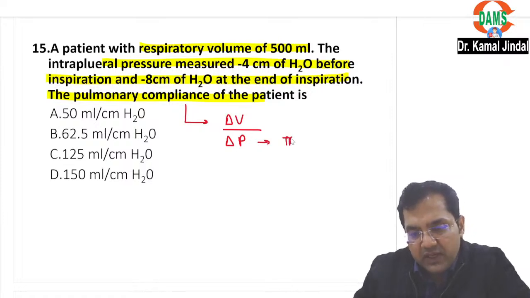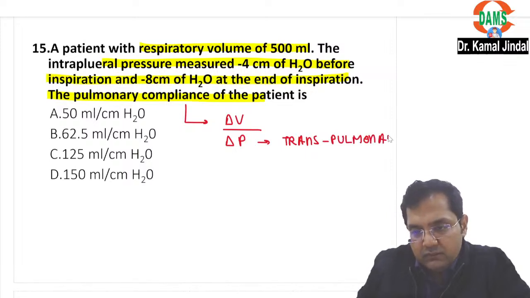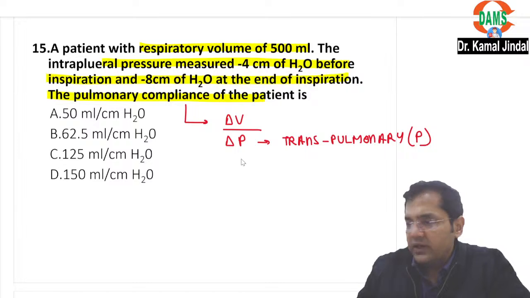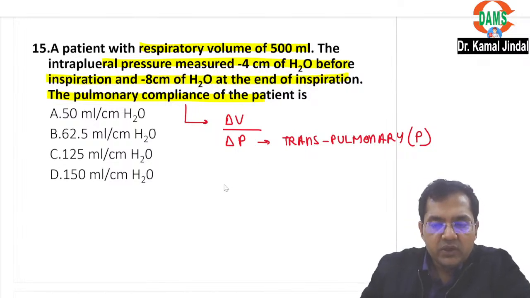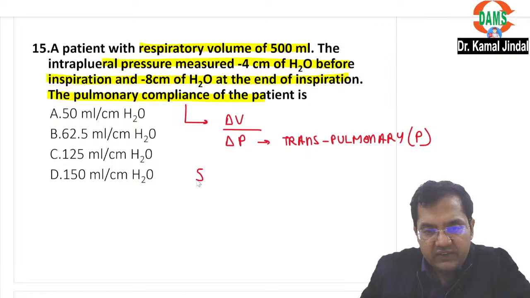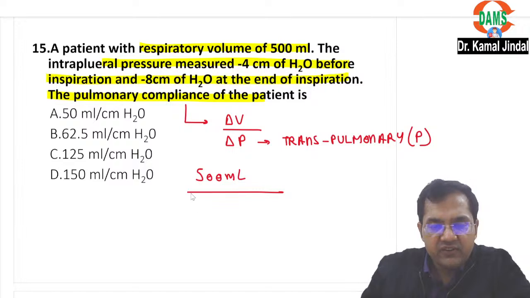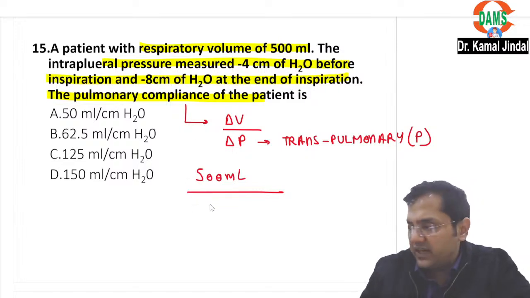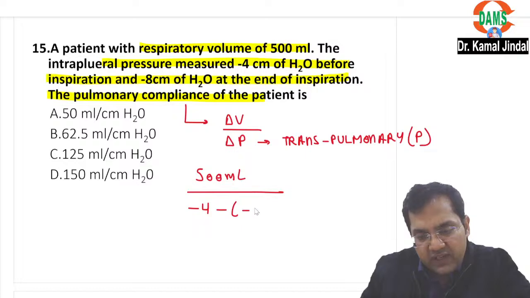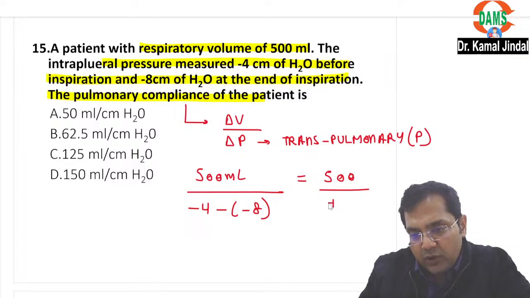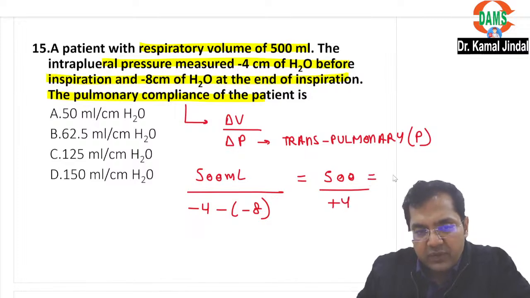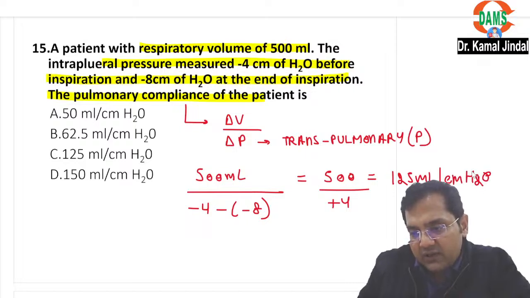This is normally my transpulmonary pressure, right, or delta P. Let's look at the value. Now you are given the delta V as 500 ml. The pressure before the inspiration was -4, at the end was -8. If you do this -4 minus -8, you will get the answer as 500 upon +4. You calculate for me, you will easily get 125 ml per centimeter water, right?